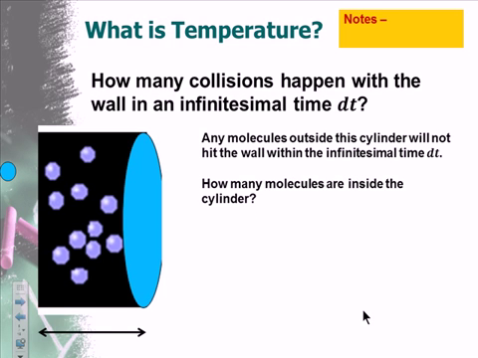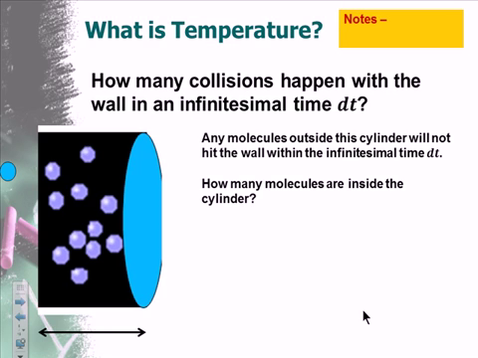All right. So let's ask ourselves, how many collisions happen with this little section of wall here? It's given to you as a little disc. So imagine a small circle on the wall of that cylinder. How many collisions will happen on that little section of wall in an infinitesimal time dt? Now what we can do is think of a cylinder projected away from that piece of wall, and only molecules inside that cylinder will make it to the wall before this little infinitesimal time dt elapses.